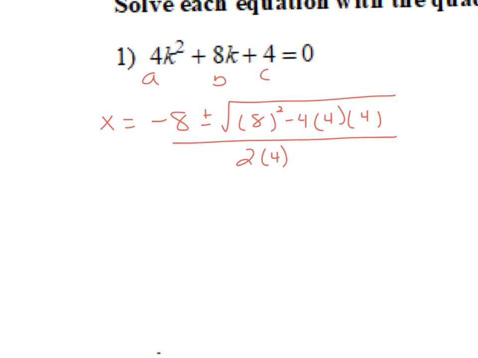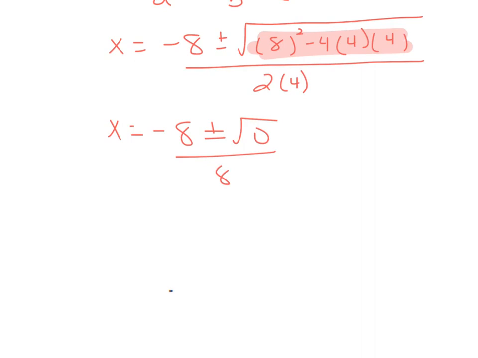All right, so inside the square root here, I'm going to go ahead and type 8 squared minus 4 times 4 times 4. Okay, so all I did was type this in my calculator. So inside I have x equals negative 8 plus or minus the square root of 0, divided by 8. Now the square root of 0 just goes away. So really what I have left over right here is negative 8 divided by 8, which is going to give us a negative 1.